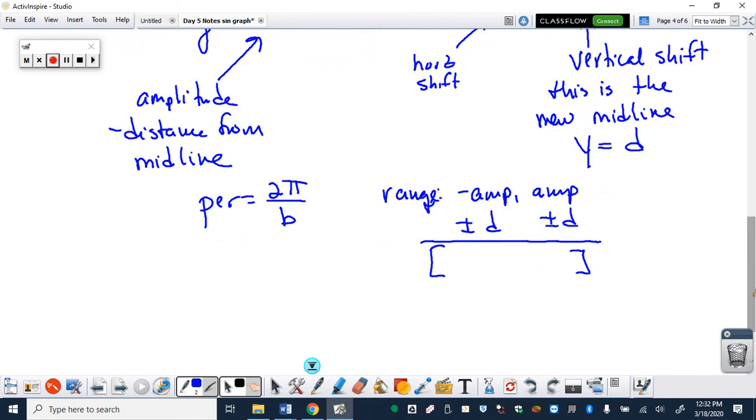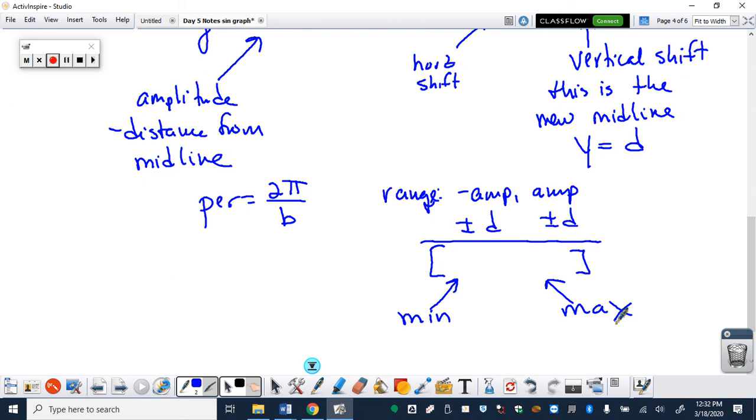The number on the left will be the smallest y value, and the number on the right will be the highest. So a word problem can ask you what's the lowest, what's the minimum, or what was the maximum height, what was the maximum value. So you're going to be using range to get those values.